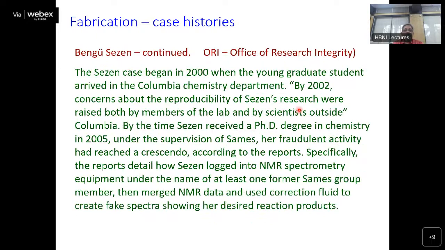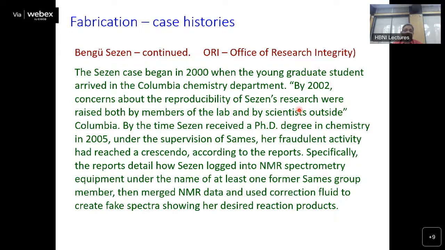So this case actually began in 2000. And within 2 years, there was a concern raised about the reproducibility of her research. And see, this is one thing which I told you about, that whenever you do some research work, there are already others around you who will be looking at your research work. And if you happen to be doing something novel, people would naturally like to find out what you're doing and also try to do it themselves, because a novelty can spread. So there were members of a research lab who were trying to do the same research, but they found that they were unable to reproduce those results. Okay. And by 2005, she had already received her PhD degree, and then her activity became known.